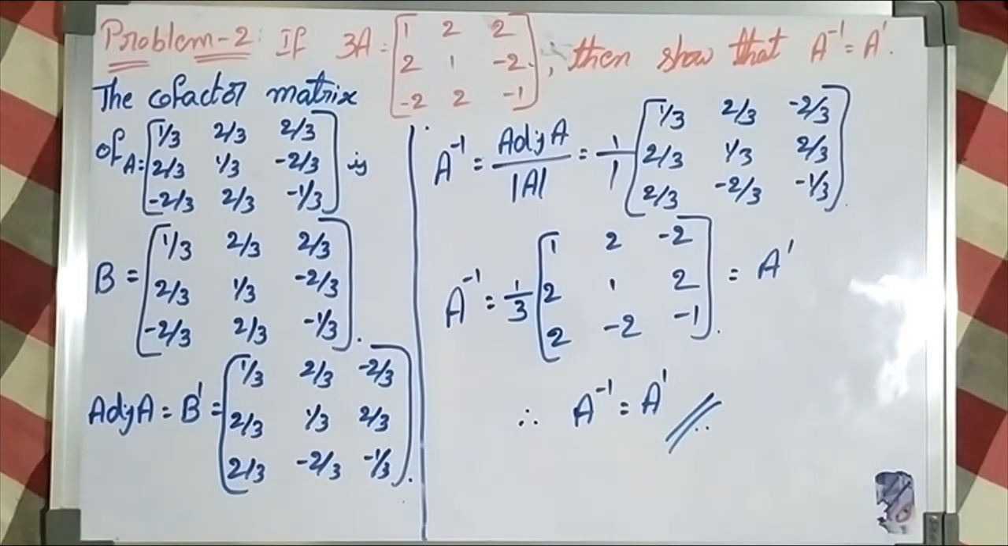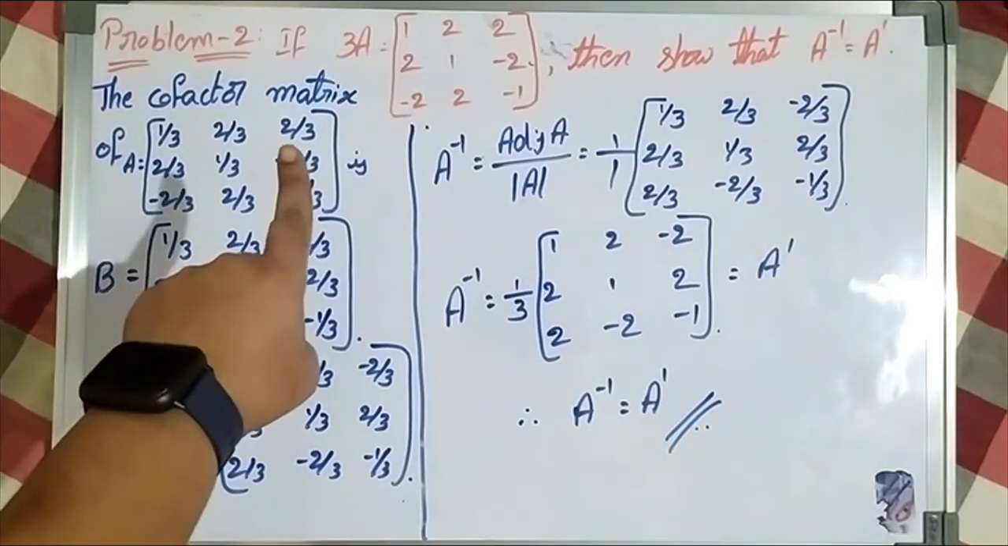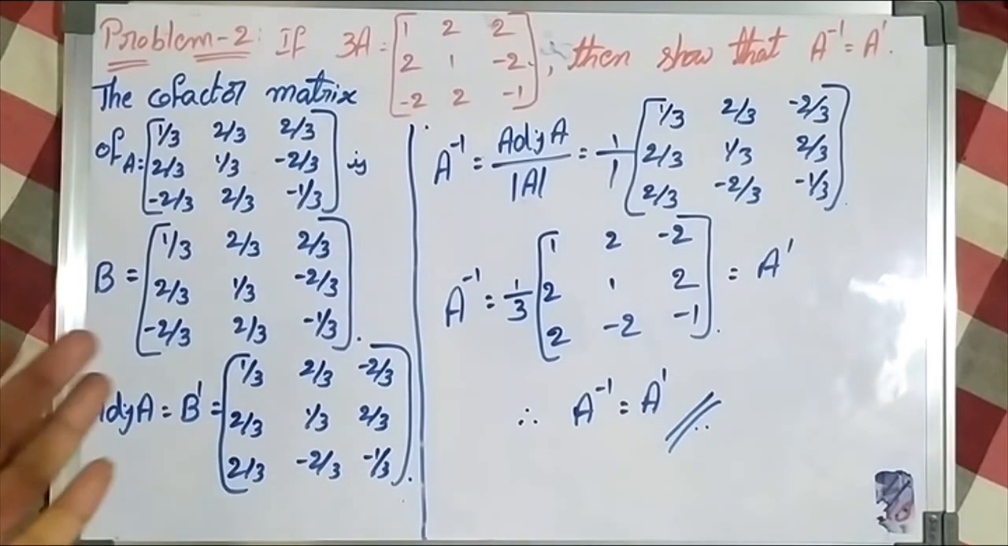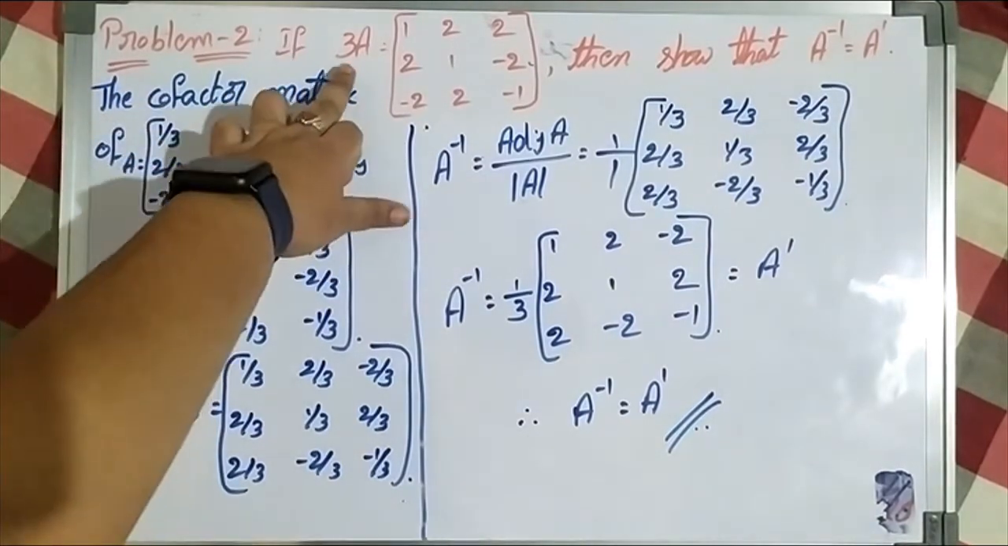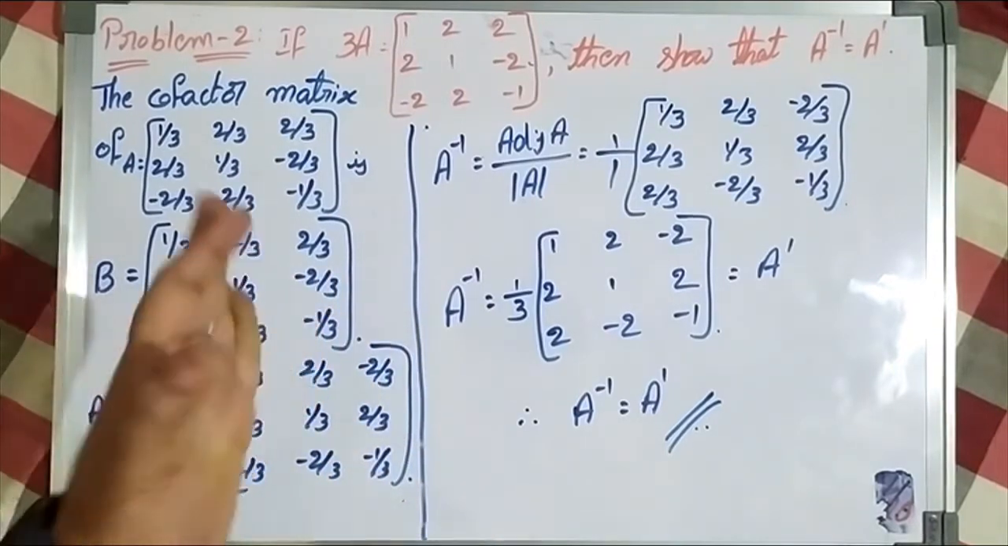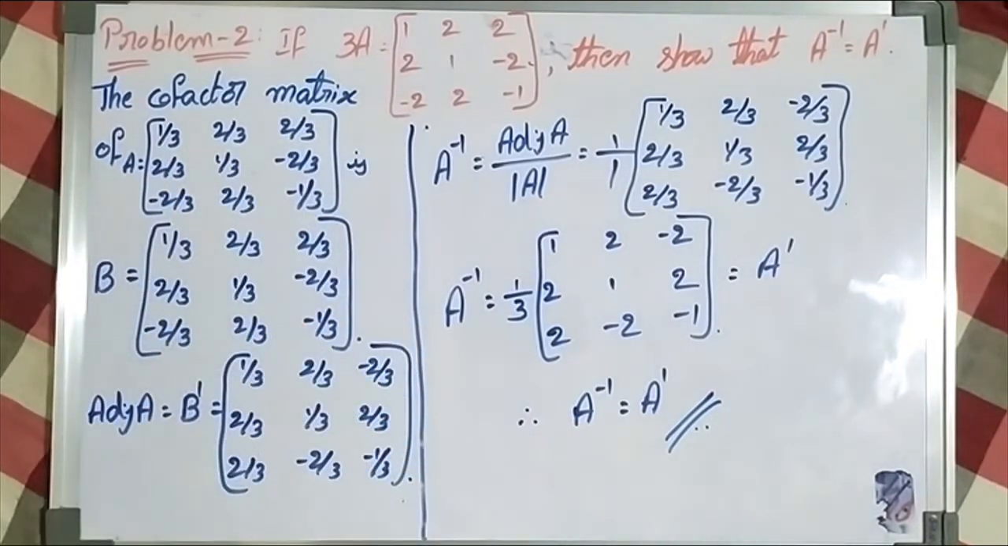In this problem there is no confusion. First we are given 3A matrix. 3A equal to the matrix form. From this we can calculate A by sending this scalar 3 to the other side. Then A equal to 1 by 3 into the matrix. First, A transpose can be calculated. After that, we can calculate the A inverse value.